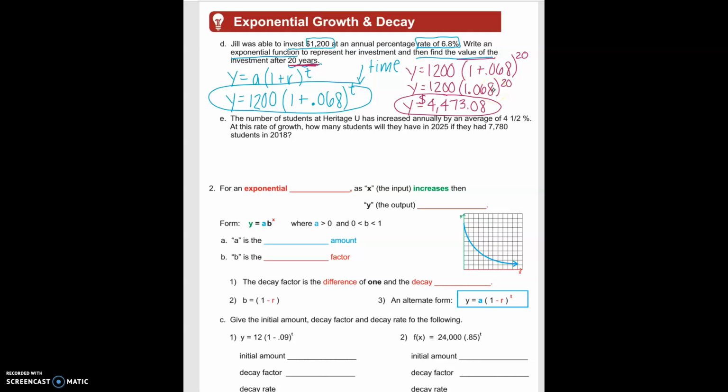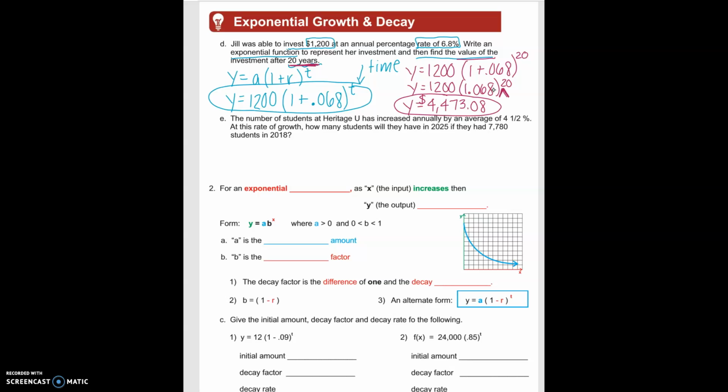All right, so I went through the problem here. I simplified my decimal to 1.068 to the power of 20, and at this point, you can just plug this into your calculator. Anytime you're using the exponent, you might need the little caret button on your calculator. It kind of looks like an upside down V. And that will insert an exponent for you.